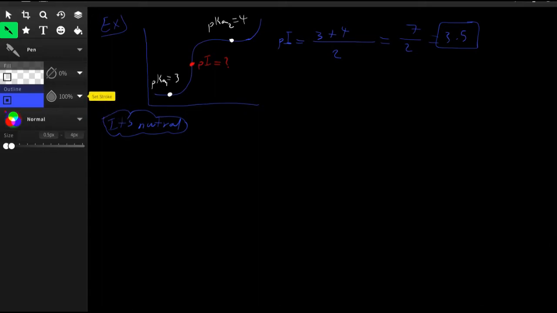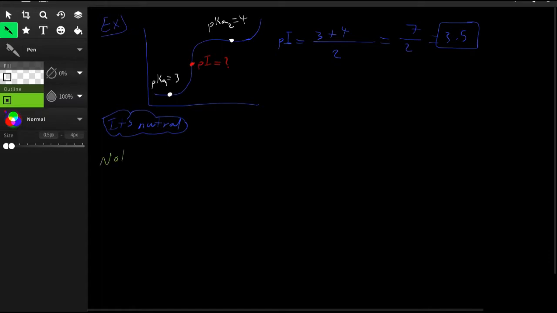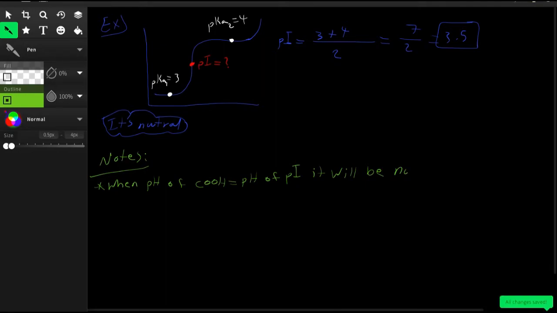I have some notes for you guys. Notes. When the pH of the carboxylic acid equals the pH of the pI, then it will be neutral.